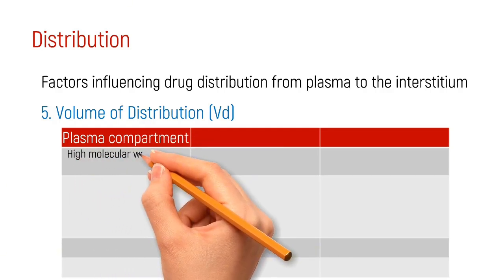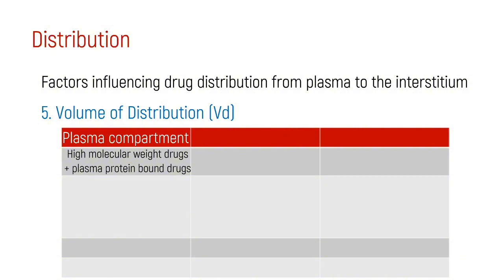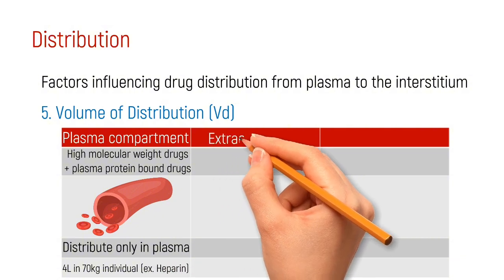If a drug has a high molecular weight or is extensively protein bound, it is too large to pass through the slit junctions of capillaries, and thus is effectively trapped within the plasma compartment. As a result, it has a low volume of distribution that approximates the plasma volume of about 4 liters in a 70 kilogram individual. The second one is extracellular fluid.